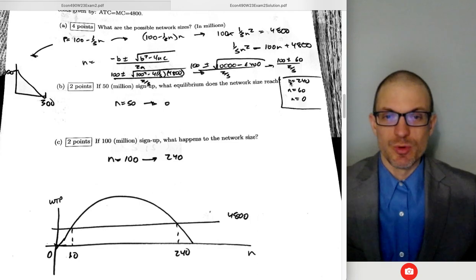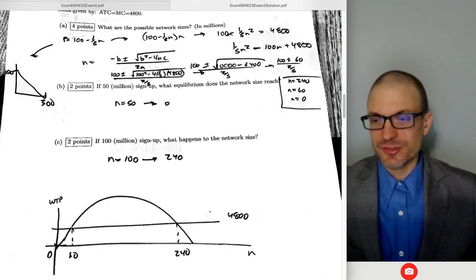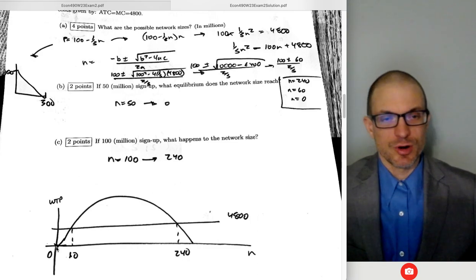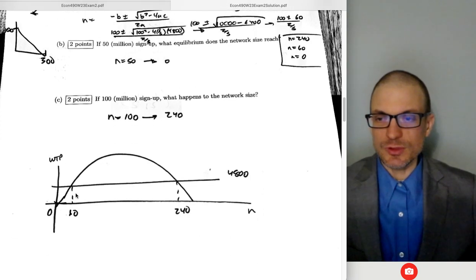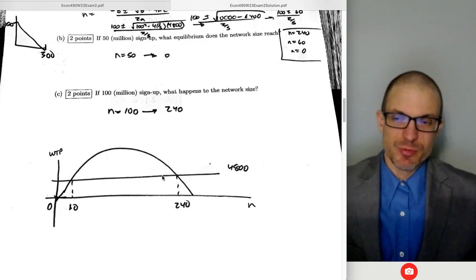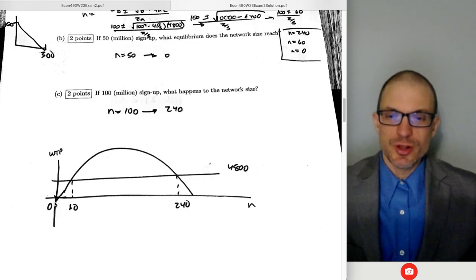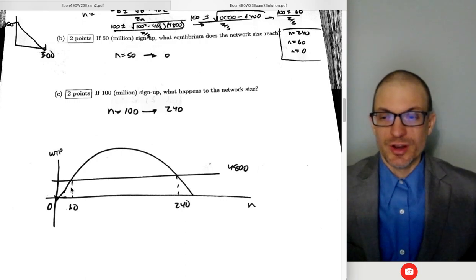So the possible network sizes, this would be the large stable network, this would be the small unstable network, and then the zero network is always possible. So we said of our equilibria for our quadratic network demand, we have two that are stable, 0, and then 240, and then one that is unstable, 60.